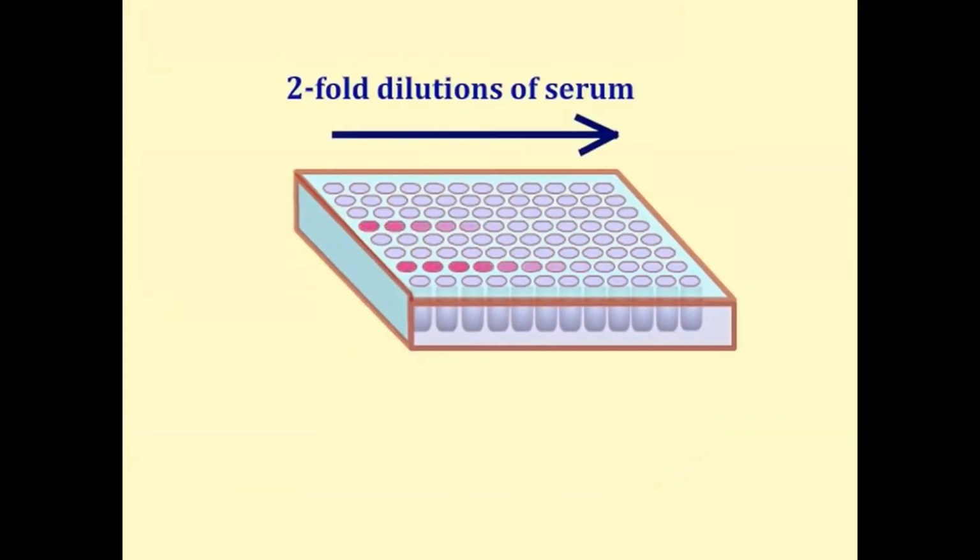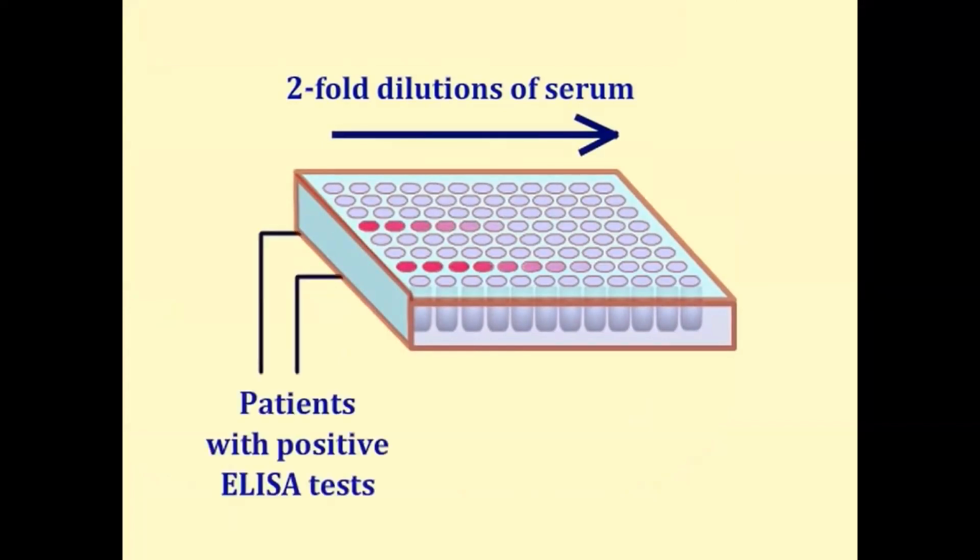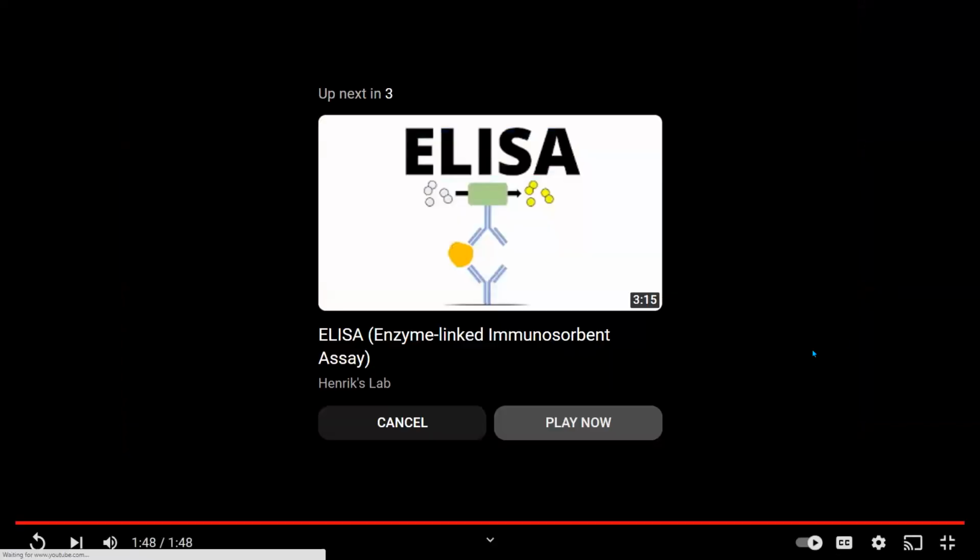The reaction is less intense as the serum is diluted and the amount of antibody captured in the wells decreases. The titer is the highest dilution with definite color development.